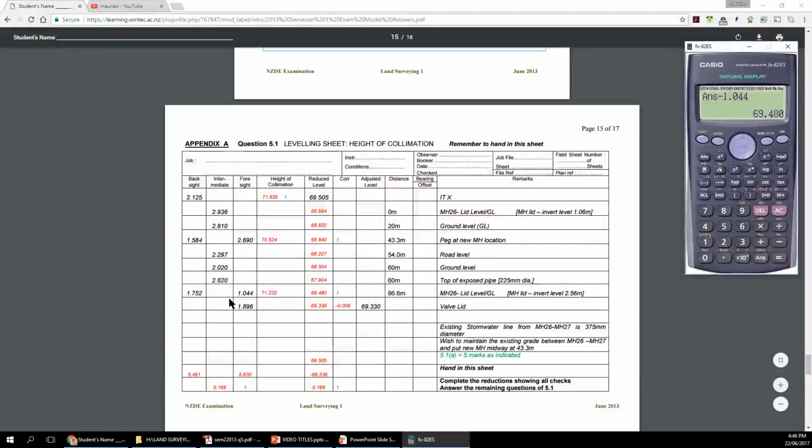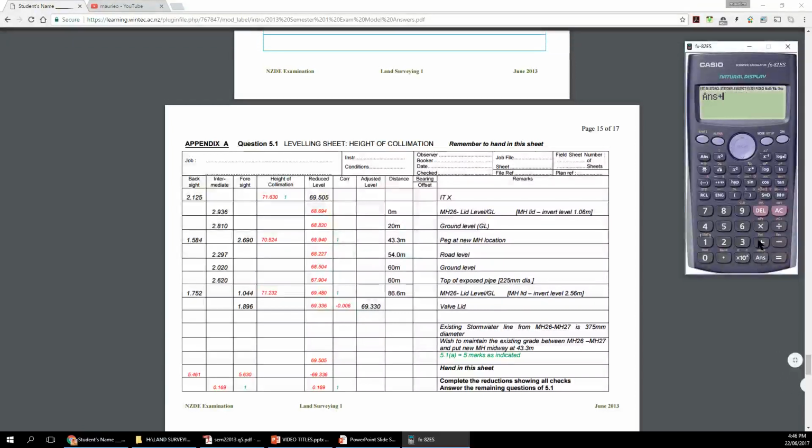And then we create a new height plane of collimation, which is 71.232. So that's 69.480 plus 1.752. So plus 1.752 equals, and that gives us that whole height plane of collimation, 71.232. And then we subtract from that the 1.896.